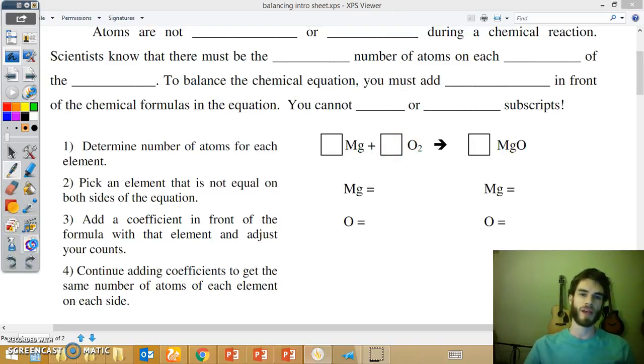The reason for that is, it might seem nitpicky, like why can't you? It seems like you ought to be able to. When you can add all the big numbers you want over here, you can add 2s and 4s and 6s and stuff like that. You can change those numbers all you want, so why can't you change the little numbers? Well, it's because the little numbers determine what chemical it actually is.